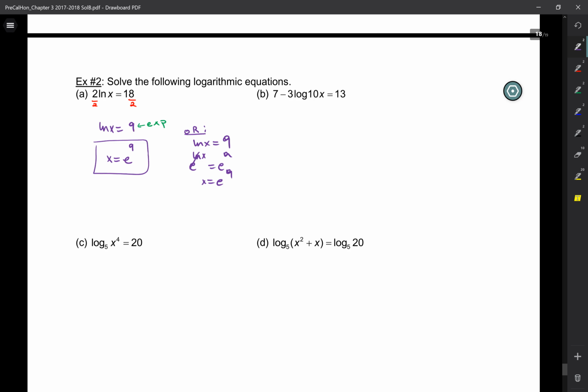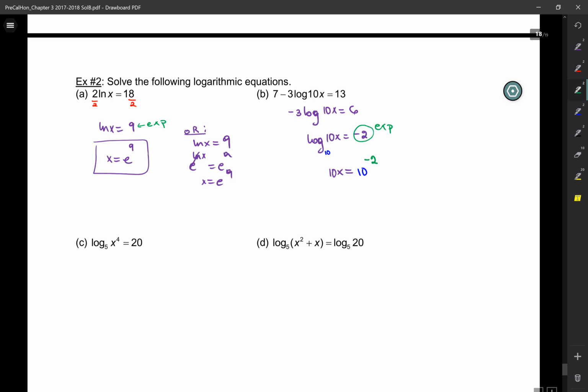Okay. Here, negative 3 log 10x equals 6. Divide by negative 3. Log 10x equals negative 2. Where in here, in that mess, is the exponent? The negative 2. The answer is always the exponent. What's the base here? 10. So then, 10x is going to be 10 to the power of negative 2.